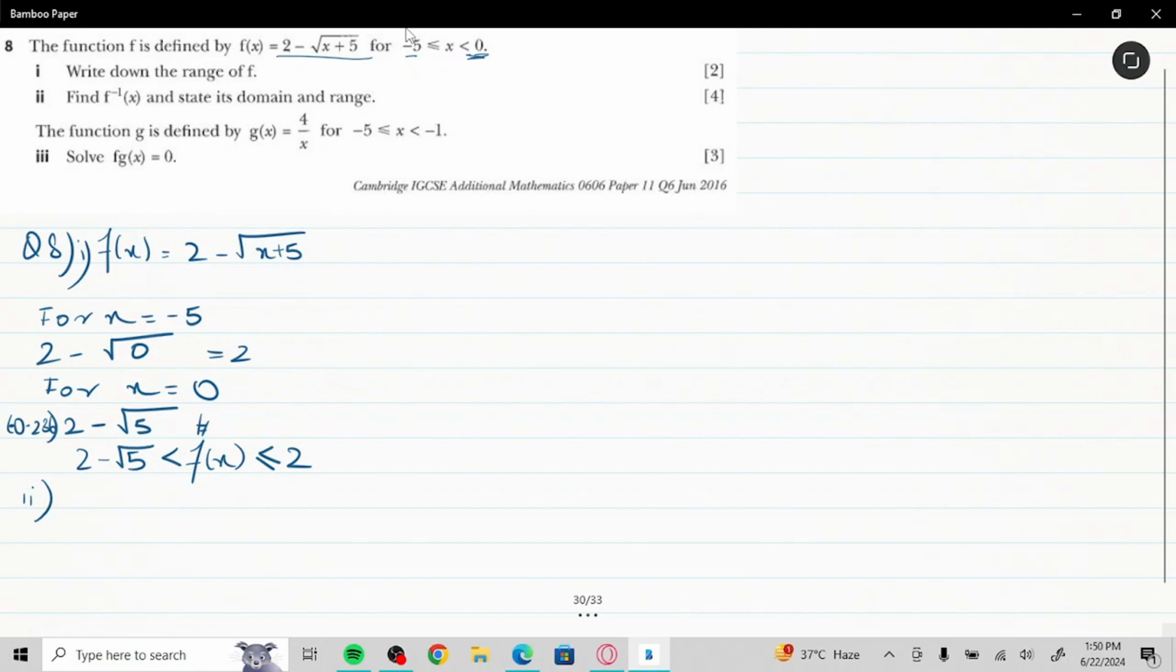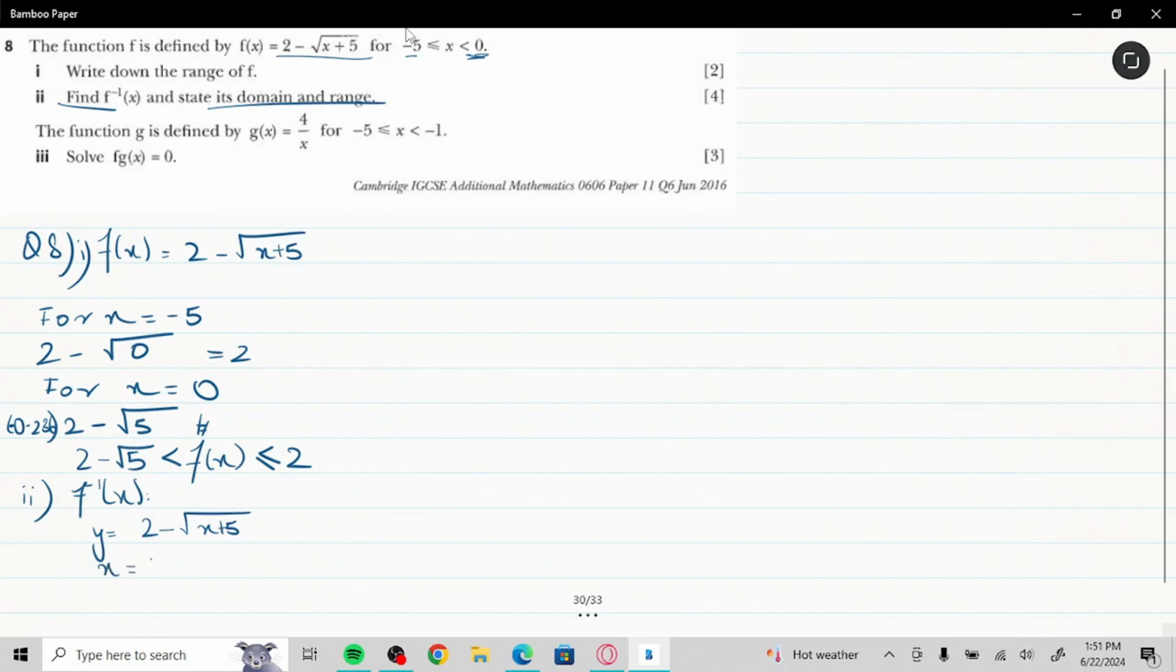Part 2, what do we have? We have: find f inverse of x and state its domain and range. Now, first of all, find the inverse of x. That's the first step. Follow step by step. Its domain and range is the second step. So for the inverse of x, first step, assign y equals the thing, 2 minus under root x plus 5.